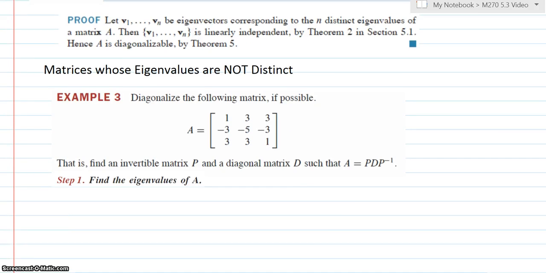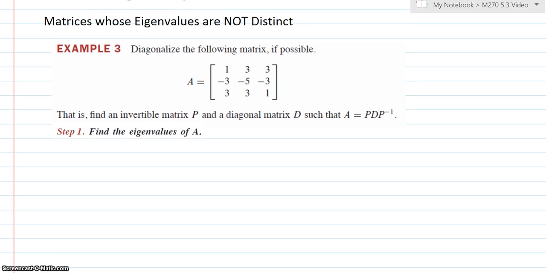But what if it's not distinct? Does it mean that you cannot diagonalize your matrix? Well, the answer is sometimes yes and sometimes no. You don't have as many theorems. It's not as strong. So let's go ahead and look at example 3. Example 3 is going to have some non-distinct eigenvalues, so we're going to find them.